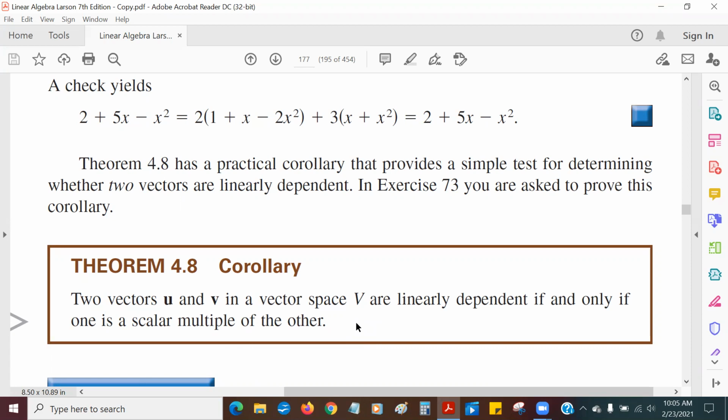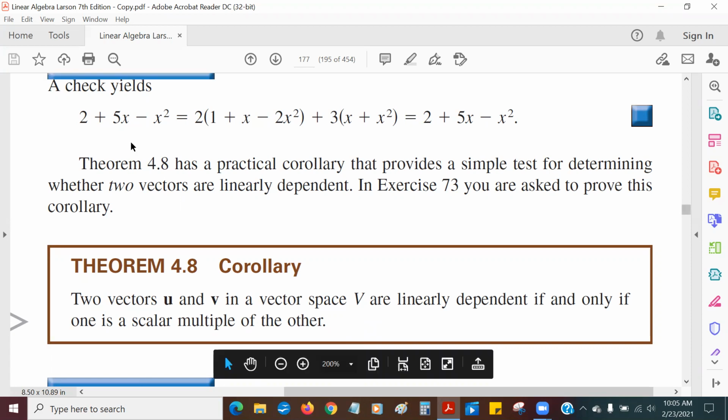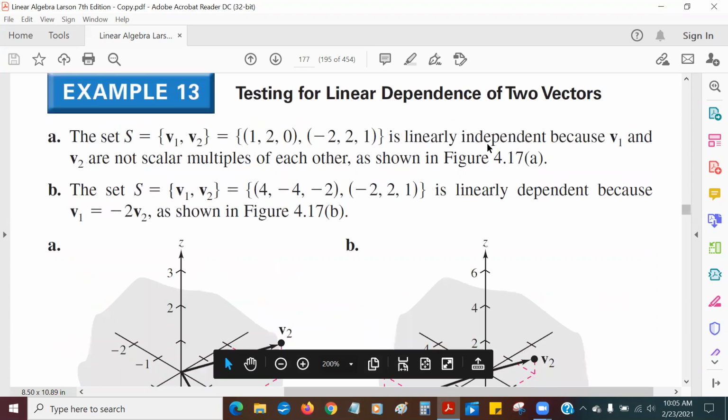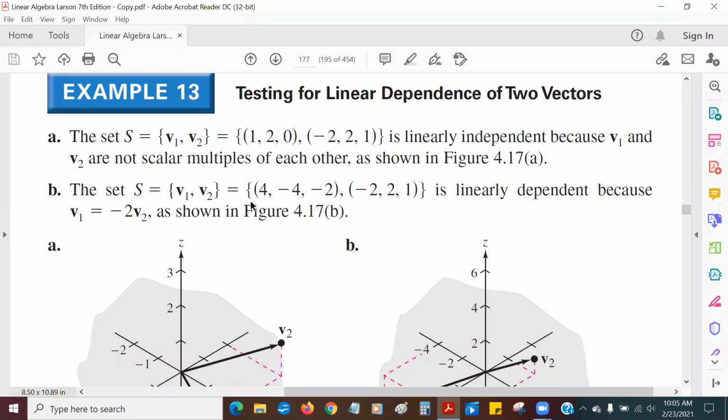Meanwhile, let's do some examples. So S is equal to V1, V2. So S is equal to 1, 2, 0, and negative 2, 2, 1. This is independent because these two vectors are not scalar multiples of each other. Whereas if I'm looking at these two vectors, V1, V2, 4, negative 2, and negative 2, 2, 1, they are dependent. I'm sorry, the first one is independent.